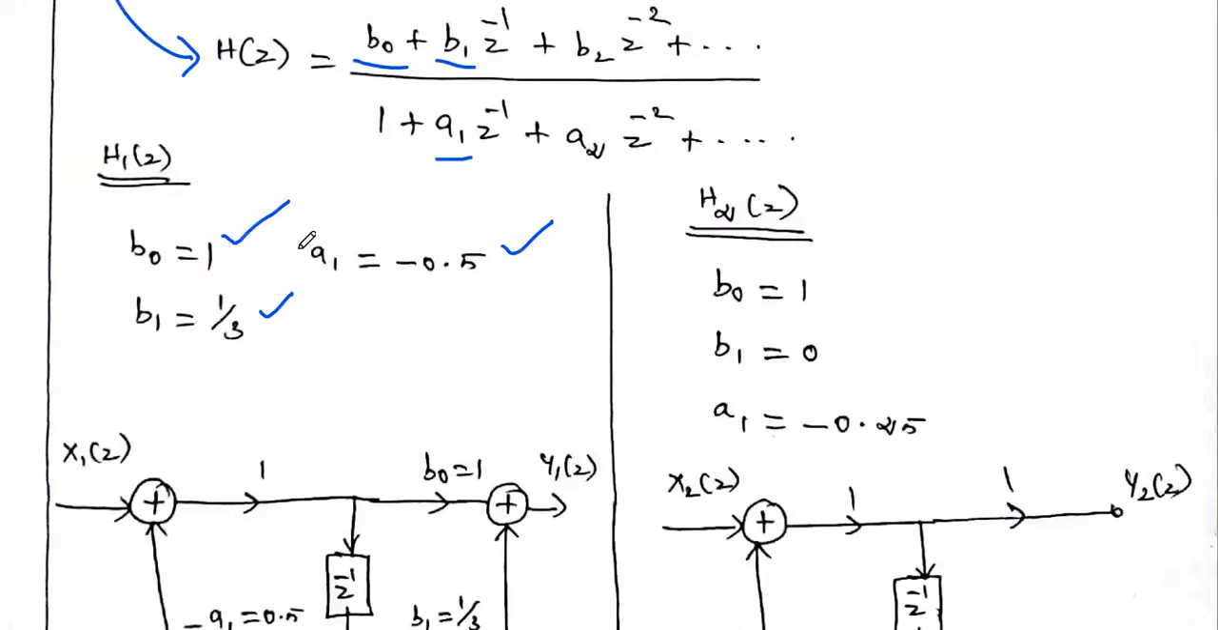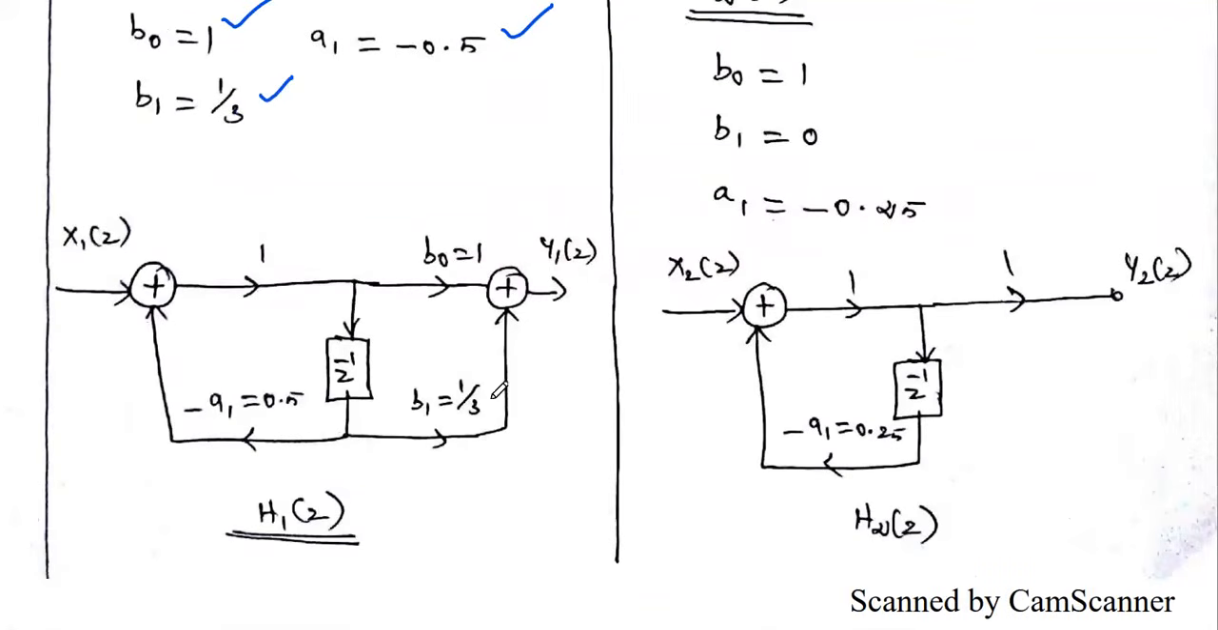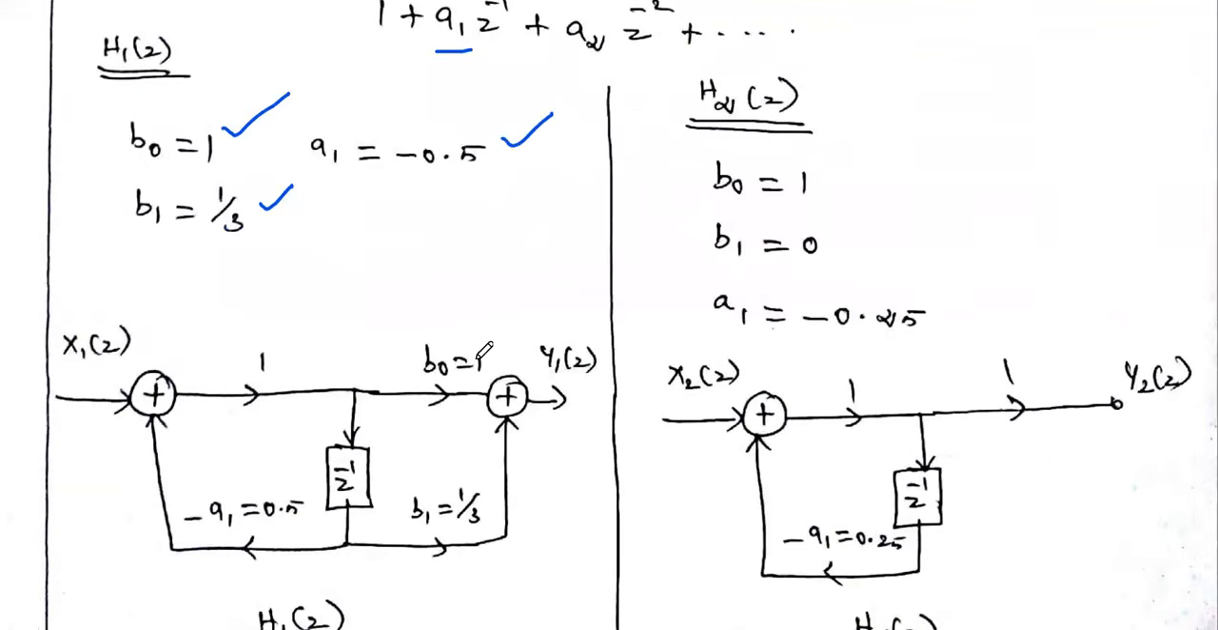So using this value, we have to draw the direct form 2 diagram of the H1 of Z. So already you know this is the first order direct form 2 realization. Already we know the standard diagram. So in that diagram, we have to substitute the value. What is the B0 value? It's 1. B1 value is 1 by 3. And what is this coefficient? This multiplier is minus A1. So here the A1 value is minus 0.5. So minus of minus 0.5, it is plus 0.5. So this is the realization of H1 of Z.